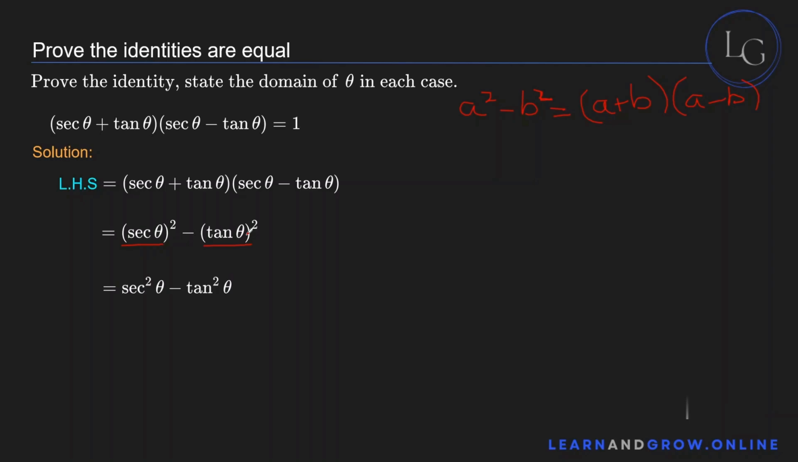And so you have this, and you can basically just use the identity that secant square theta is equal to 1 plus tan square theta over here. And so now you can cancel out this tan square theta and this tan square theta to get 1. And so you've proven that the left hand side is equal to the right hand side. And the domain of theta is basically just any real number because it just gives you 1.